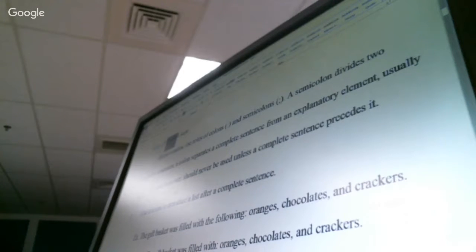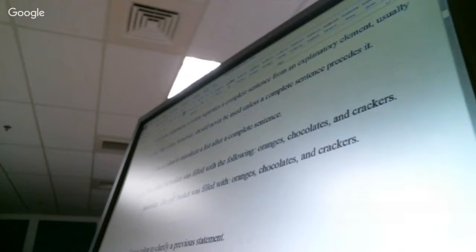In other words, after that colon, you could have one word, you could have a fragment, you could have a list of things, or you could have a complete sentence. It doesn't matter. The factor about the colon is that it's used to end a sentence and then tell us that something else is coming that's going to clarify what we're talking about.